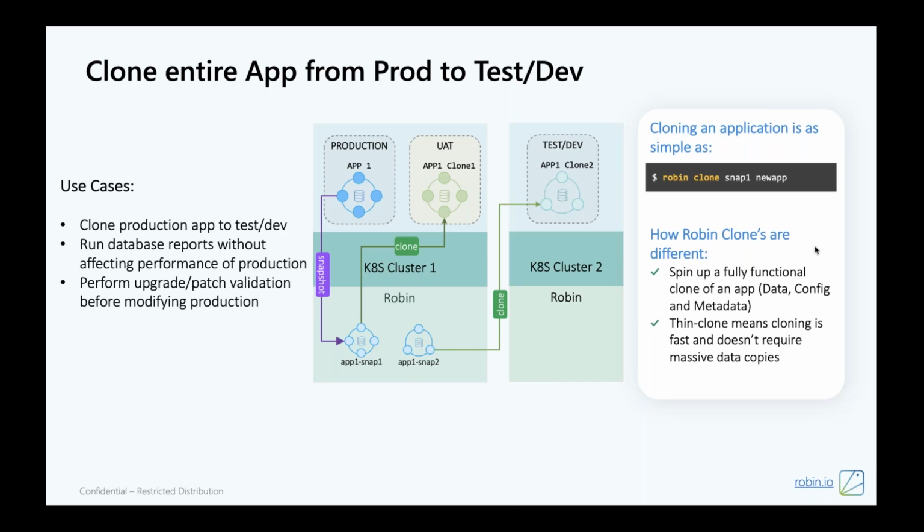So what we provide is a clone functionality where you can just point to that. You can take a snapshot of your production application, point to that snapshot, and create another copy of the application with exactly the same data and configuration. Then you can run your tests, you can run your performance reports, and so on without impacting your production database. And this is a thin clone. So both the applications will share common data, and whatever changes you make will be in their local copies.